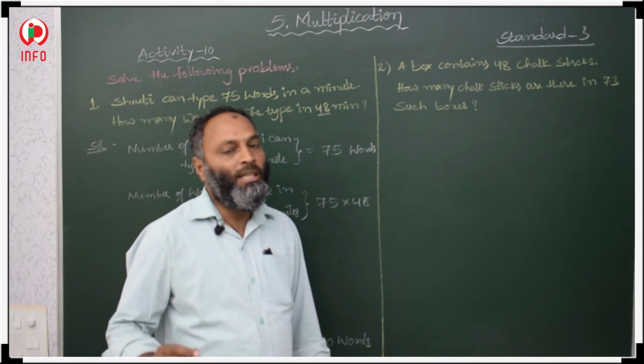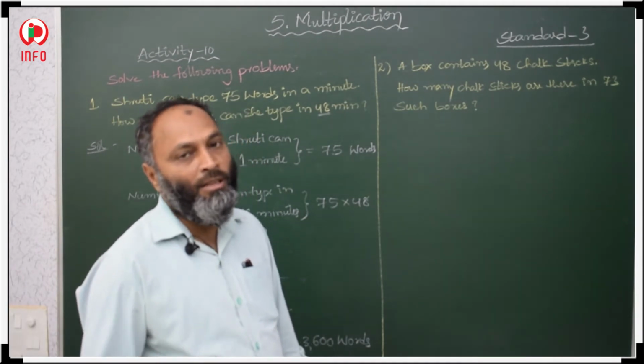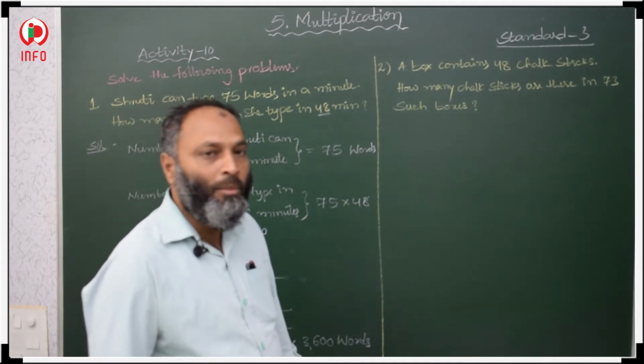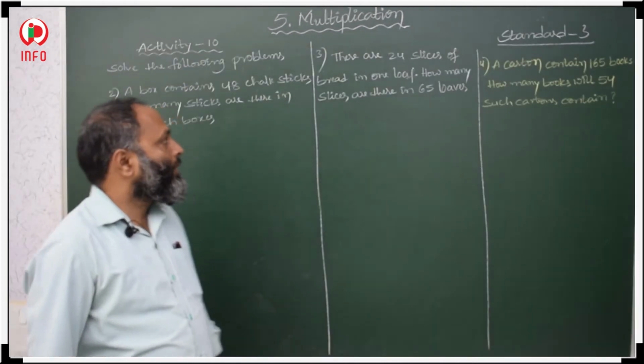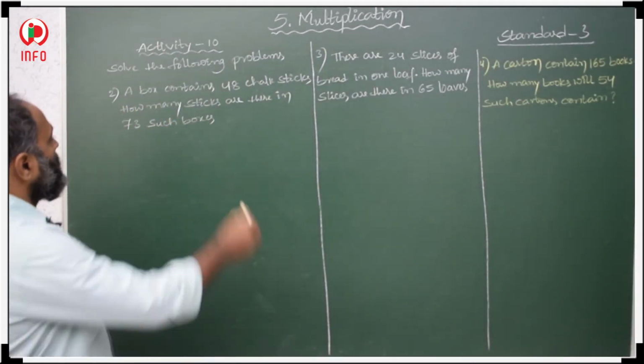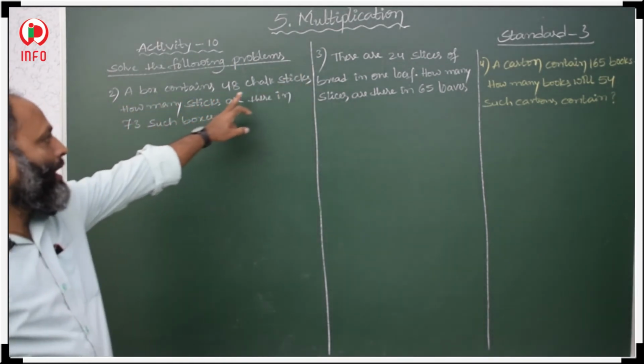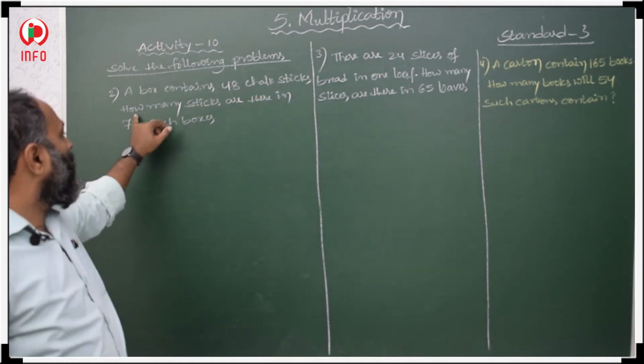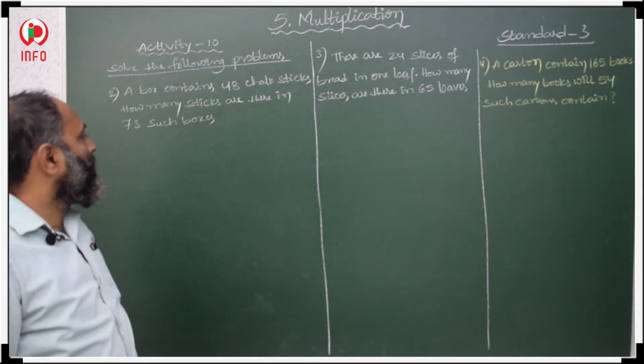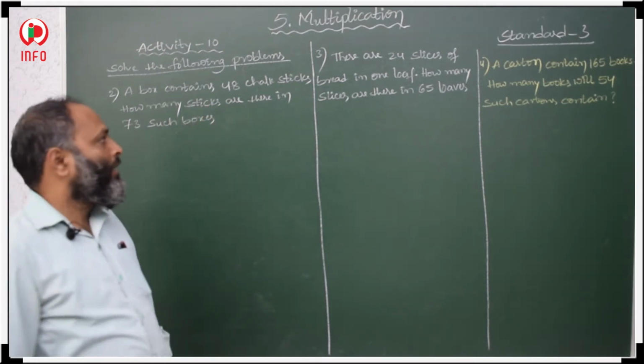3600 words she can type in 48 minutes. How many minutes? 48 minutes. Okay. Now students, here is the second question. See here, what is there in the second question? A box contains 48 chalk sticks. How many sticks are there in 75 such boxes?